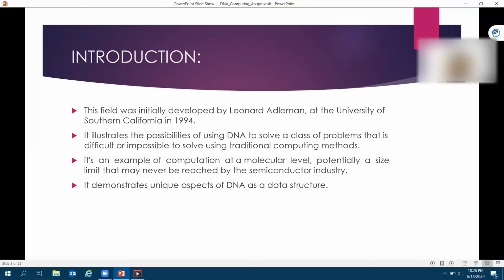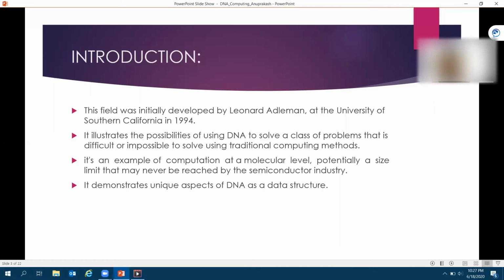Okay, introduction. As I have already stated, it was developed by Leonard Adleman at the University of Southern California in 1994. It illustrates the possibilities of using DNA to solve a class of problems that is difficult or impossible to solve using traditional computing methods.